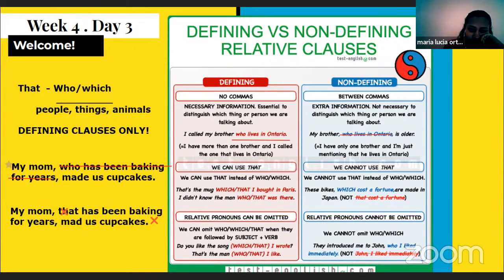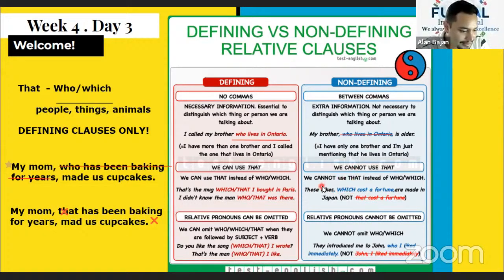Teacher, I don't understand the difference between the two. The difference between this and this. Yes. Well, the rule says that we can use that.